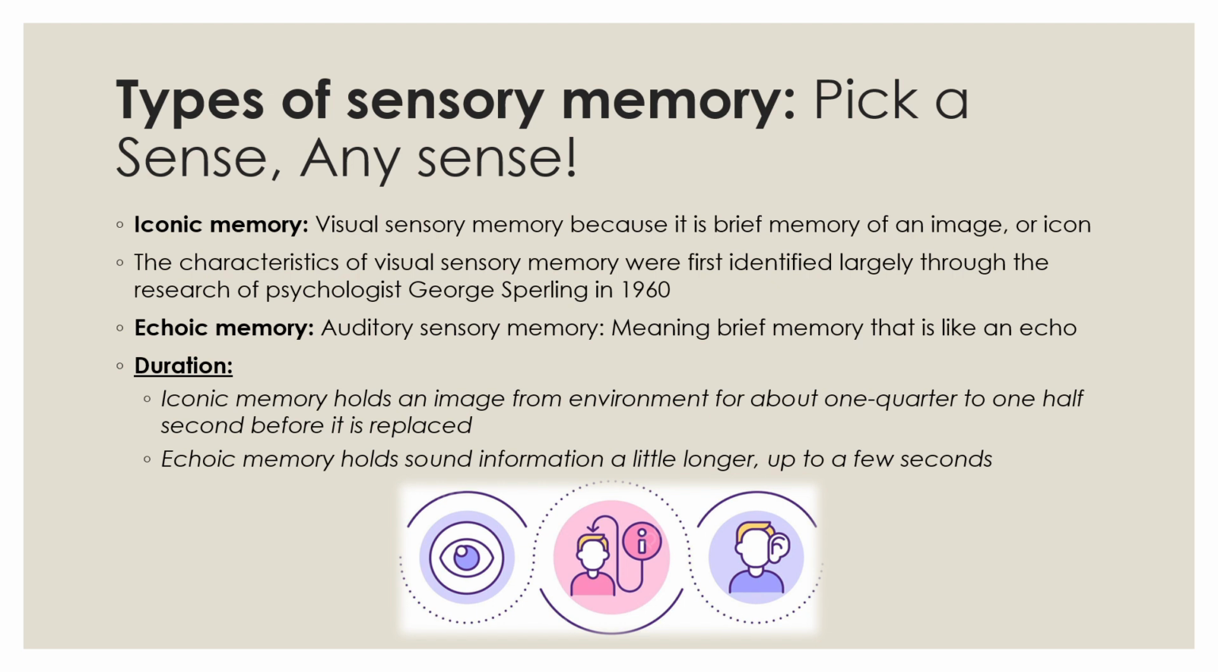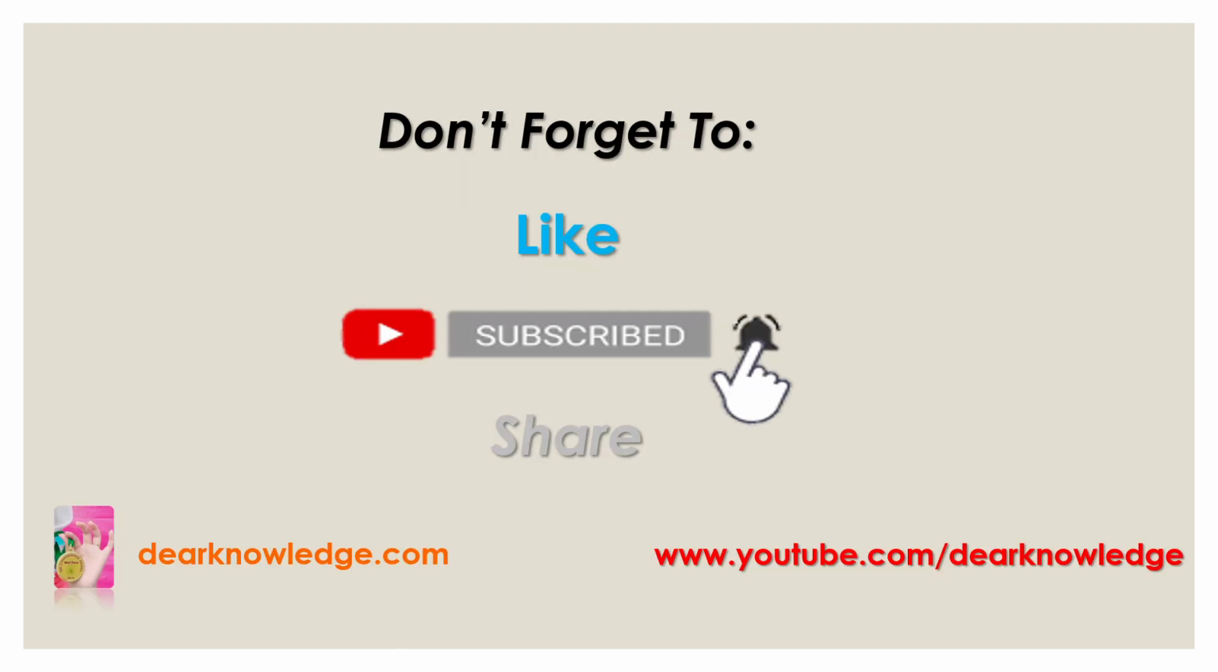As for duration, iconic memory holds an image from the environment for about 1/4 to 1/2 of a second before it is replaced. And echoic memory holds sound information a little longer, up to a few seconds.